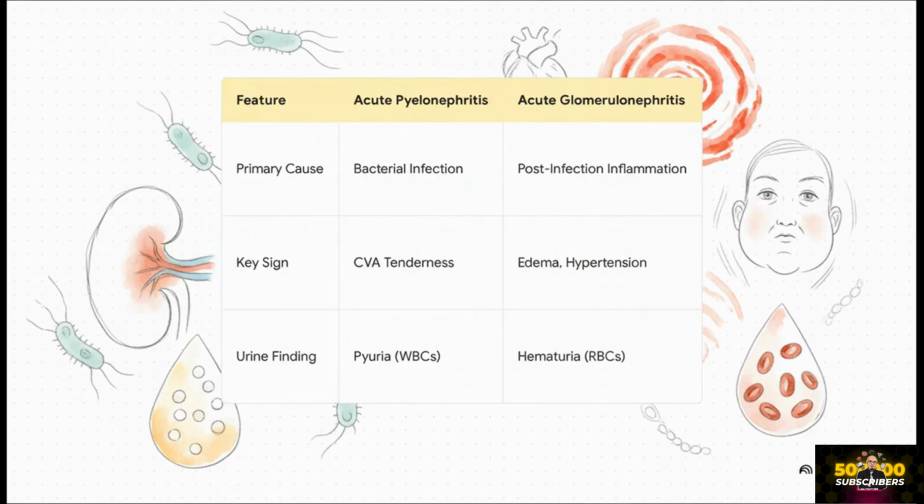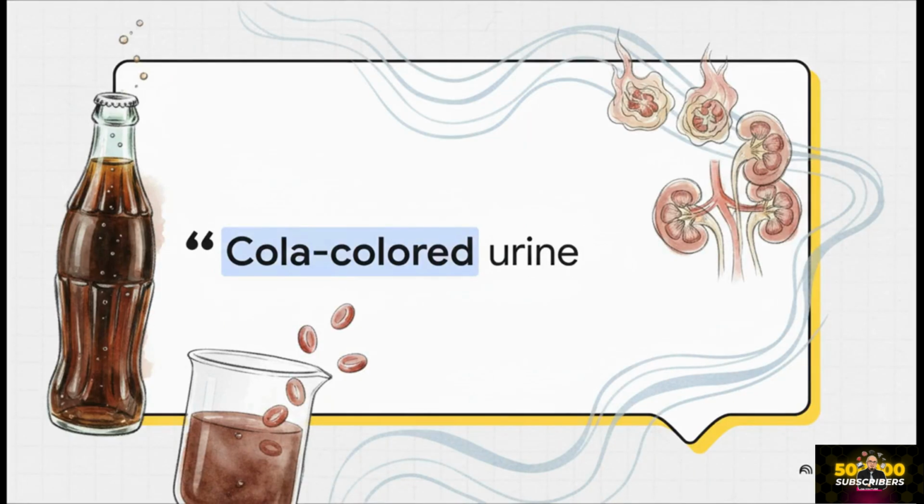That's why the body sends in the troops, white blood cells, which you see in the urine as pyuria. Glomerulonephritis, on the other hand, is an inflammatory reaction. It's often triggered by a recent infection somewhere else, like strep throat. That inflammation messes up the kidney's filters, causing swelling, high blood pressure, and letting red blood cells leak out, which gives you hematuria. And if you remember one single thing about glomerulonephritis, let it be this phrase: cola-colored urine.